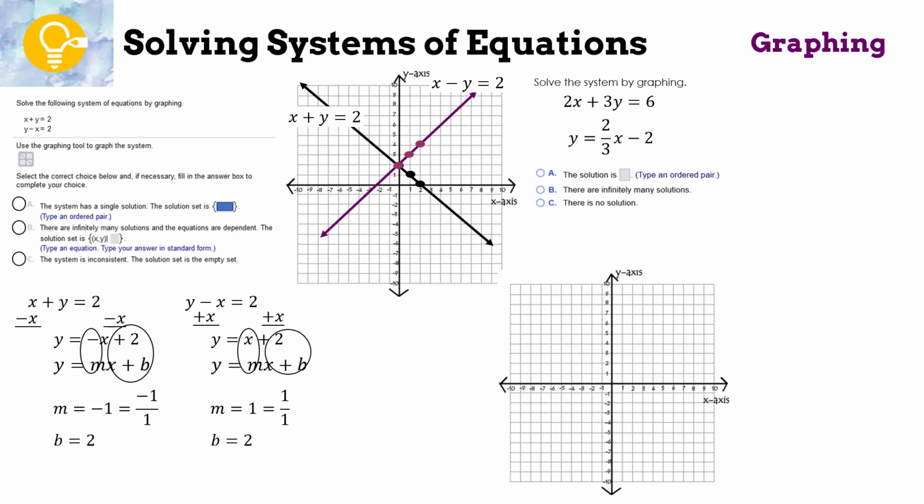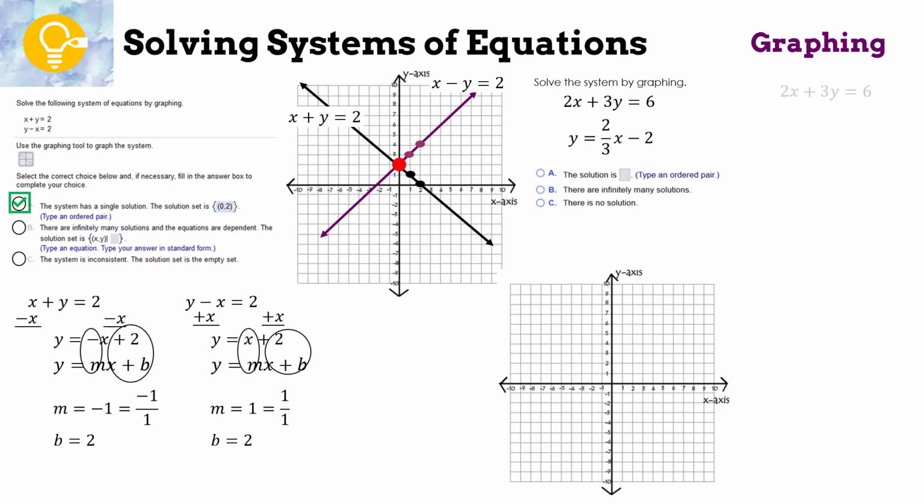Let's look. Is our answer A, B, or C? If you said A, you are correct because there is a single solution, and that solution is at (0, 2). You're going to notice that in this, we have (0, 2) in parentheses. Super, super important. Let's do the second one.